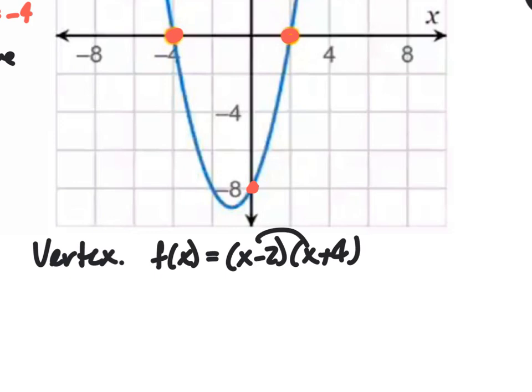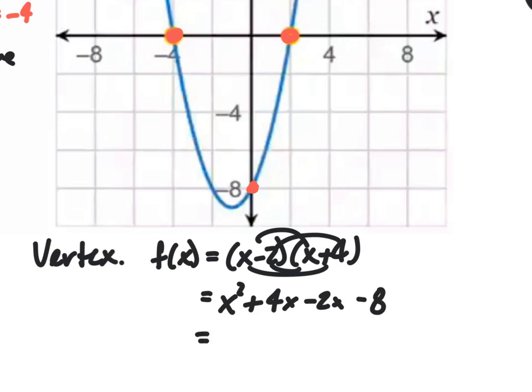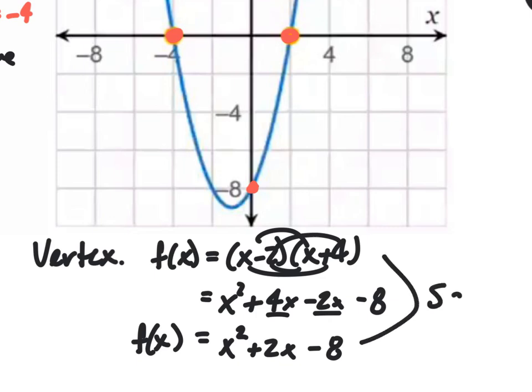I'm going to do x times x, which gives me x squared. The outside is positive 4x, the inside is negative 2x, and the last is negative 2 times 4, which is minus 8. Then I combine my like terms in the middle, so I get x squared plus 2x minus 8. This is my function. Remember, guys, that these are the same thing, they're just written differently.